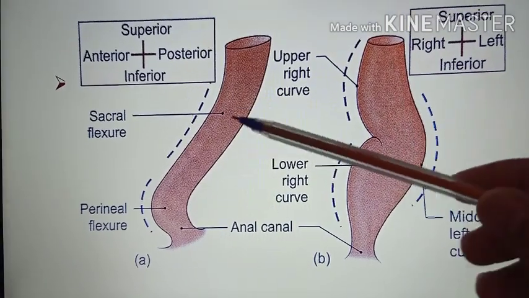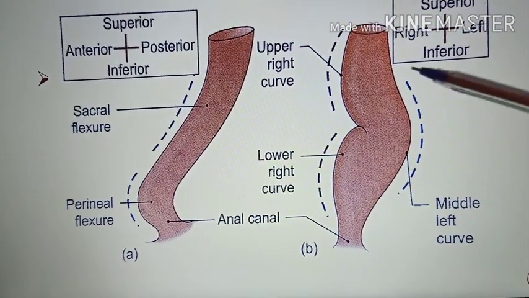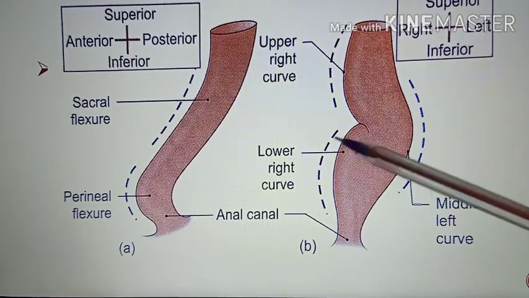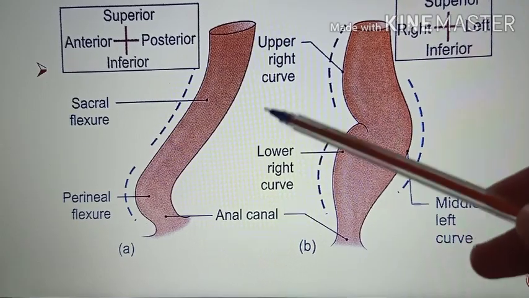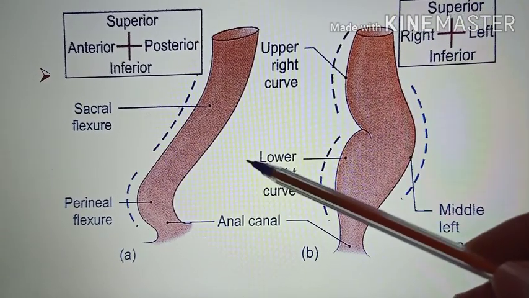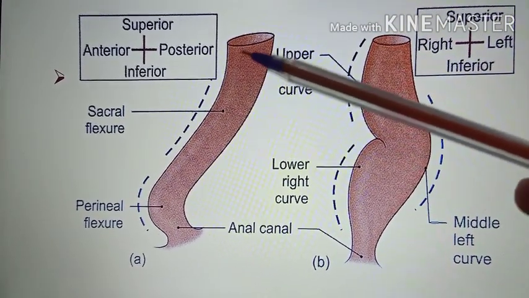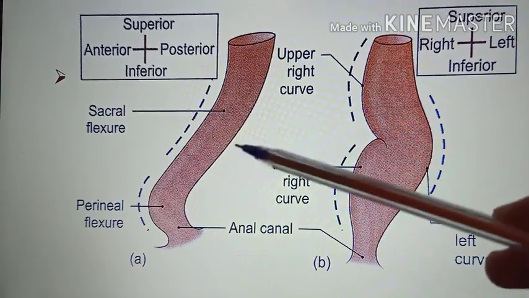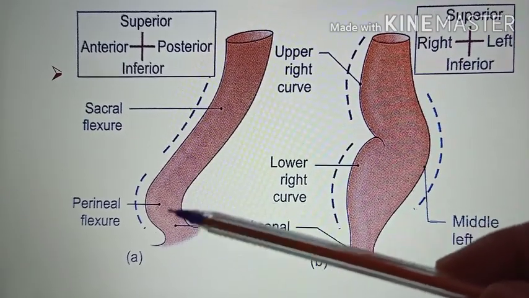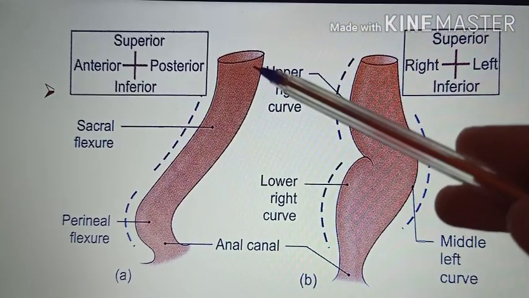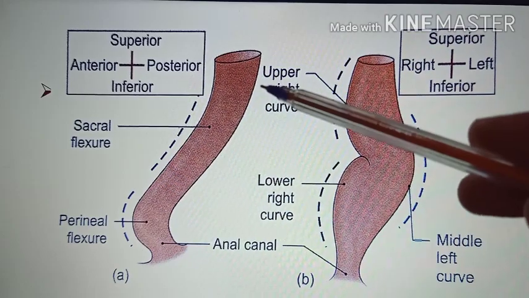In this picture you can see the antero-posterior curvature and this picture is showing the lateral curvatures. Now coming to the antero-posterior curvatures, this side is the anterior whereas this side is the posterior. In antero-posterior curvatures, you have 2 curvatures. One is an upper curvature, called the sacral curvature, as well as the lower curvature which is called the perineal curvature.